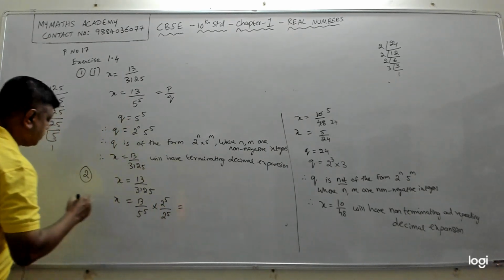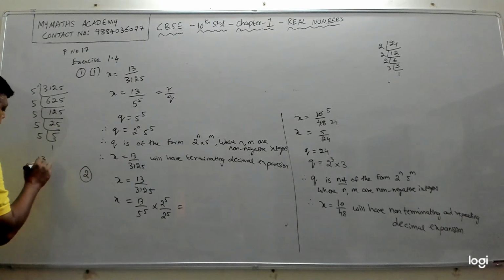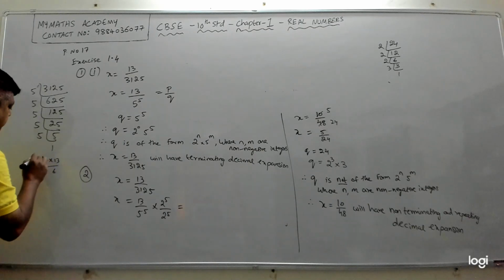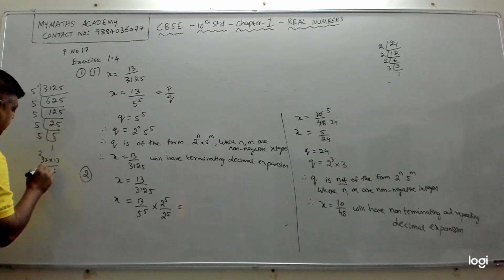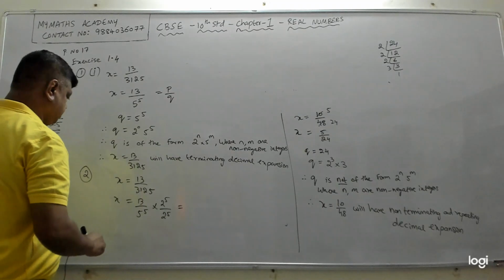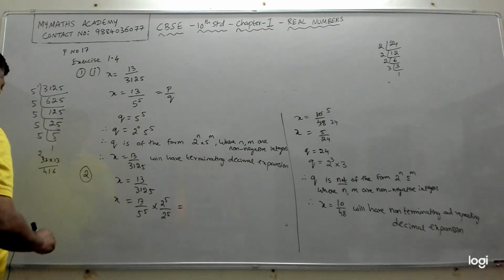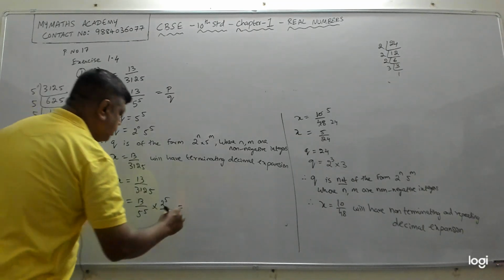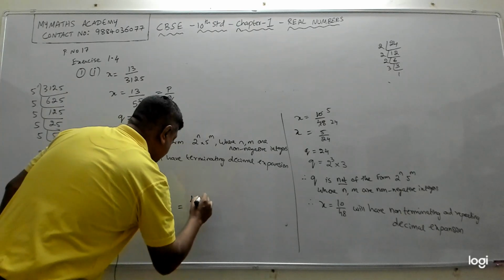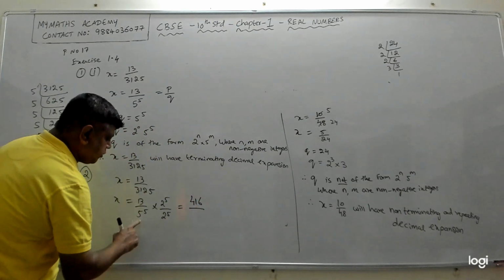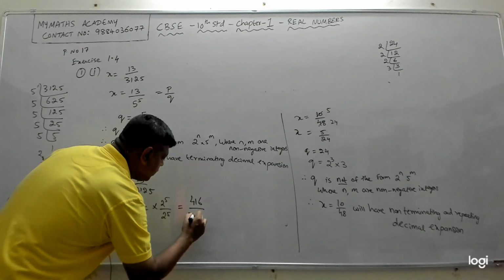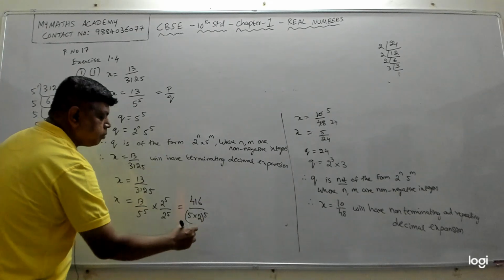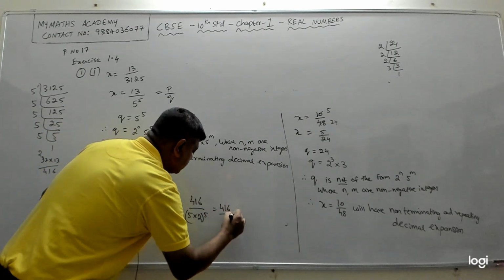So what is 2 power 5 into 13? 2 power 5 is 32. What is 32 into 13? 13 2s are 26, 6, carry 2, 13 3s are 39, 39 plus 2 is 41. So you will get 416 by, now if you multiply this, 2 power 5, this will become 5 into 2 whole power 5. 5 power 5 into 2 power 5 is 5 into 2 whole power 5. So it will become 416 by 10 power 5.